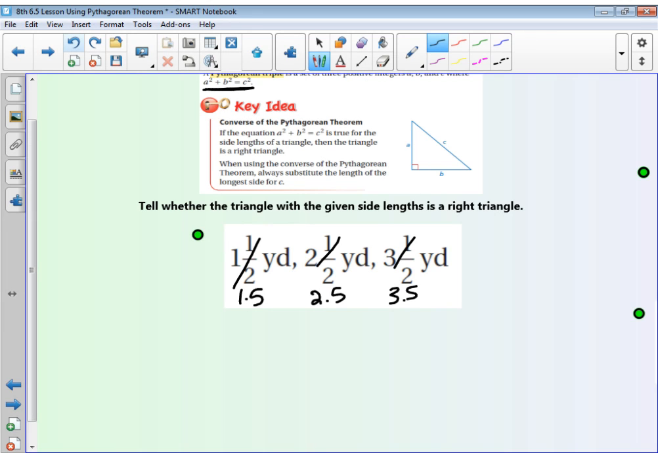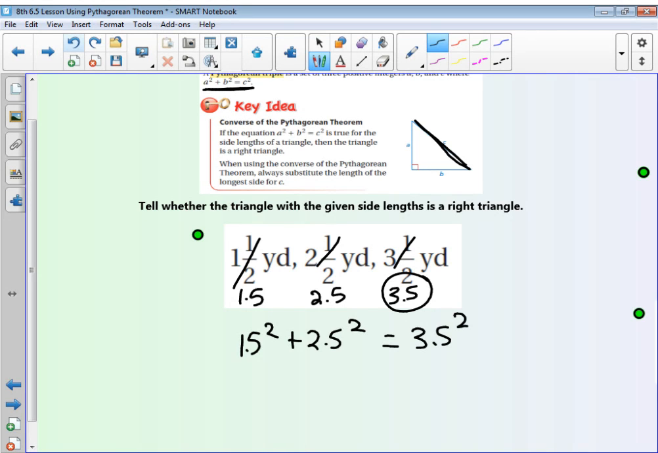Okay, so here's the thing. We don't have a picture, right? Which means, how do I decide which one's my A and which one's my B? Well, remember, your C is always the longest side. It doesn't matter which is A and B, but as long as you can identify the longest side, this has to be our C. So when I go through to do this, I'm going to do 1.5 squared plus 2.5 squared, and hopefully that equals 3.5 squared.